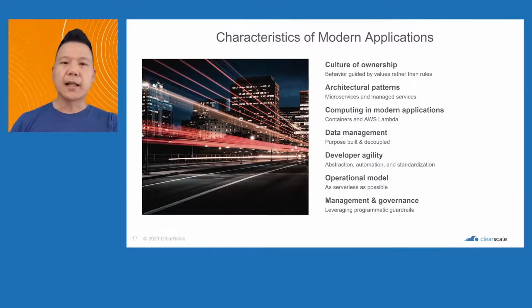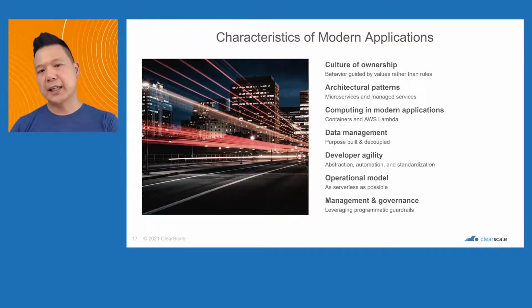And then architectural patterns, this is definitely on the technology side: moving to microservices, using Lambdas, using managed services. Those are the patterns that we see in modern application development, right? Usage of a message bus is also a really strong one. Now, computing, again: containers, Lambda, as serverless as possible, right? And that extends into AI and ML services as well.